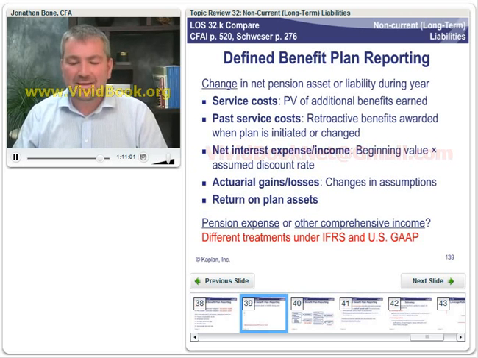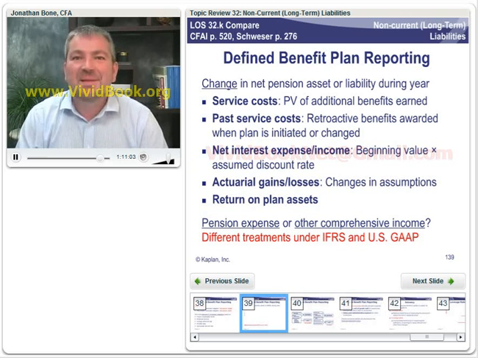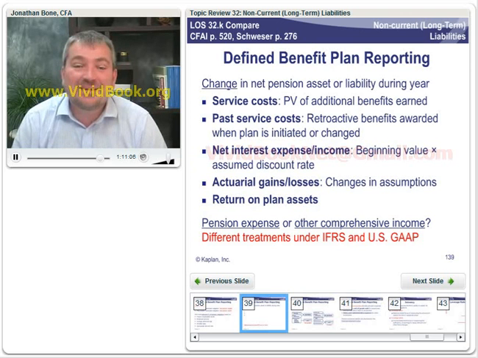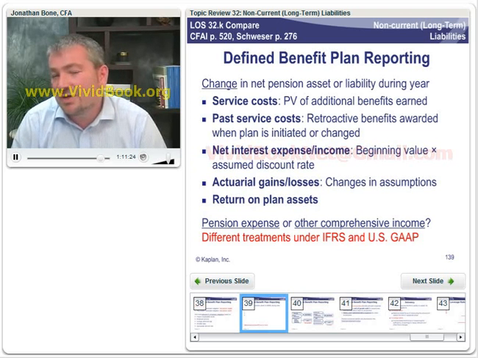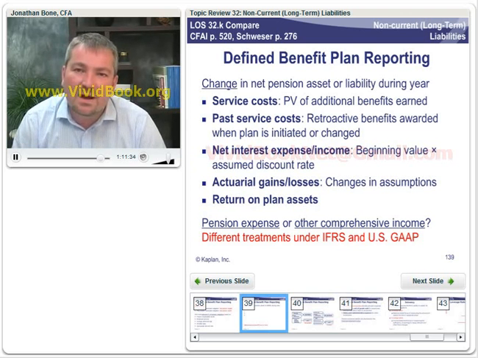Okay, so let's have a look at what we're likely to see. Notice the change in the pension asset or liability during the year needs to be reported. We're going to talk about certain elements such as service cost. The service cost is the present value of the additional benefits earned during the year. In other words, for each year that your employees work, they're entitled to bigger benefits on retirement because their service history is increased by 1 year, and therefore the liability value will increase by that year's service cost.